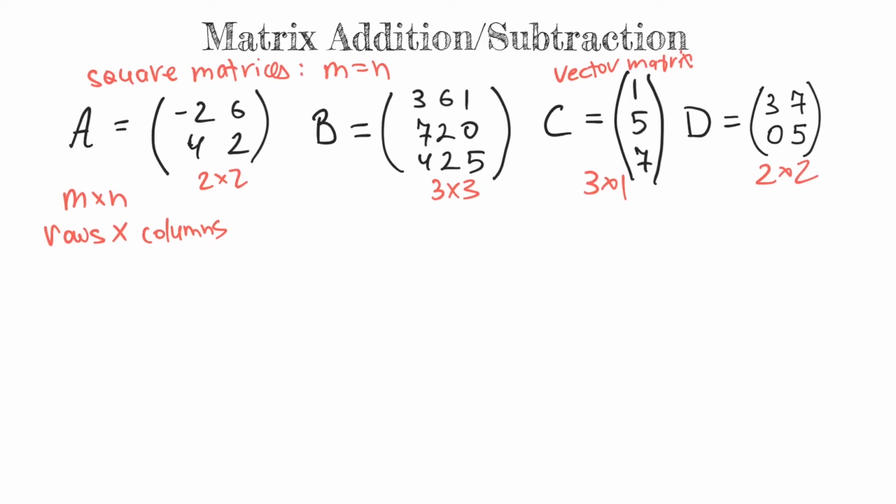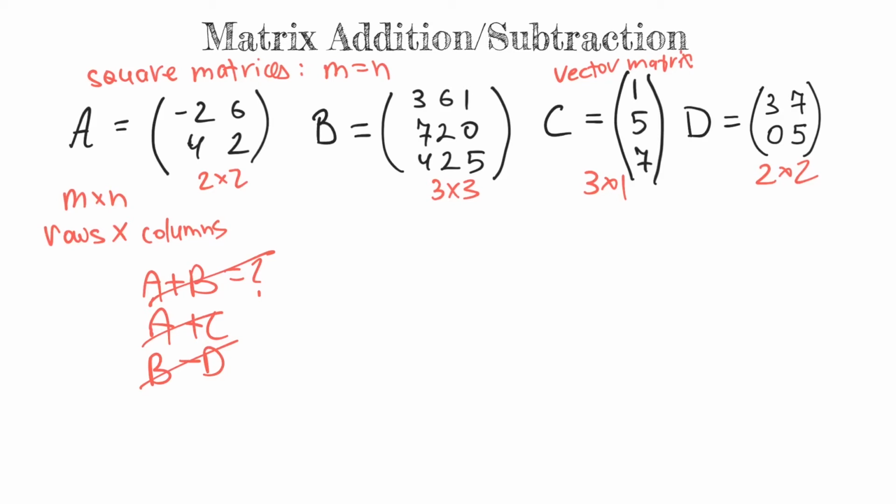So how do we add, let's say, matrix A and matrix B? And the thing is, we cannot do that. The reason why is because they have different sizes. We cannot add or subtract a 3 by 3 matrix from a 2 by 2 matrix, for example. So in the same fashion, we cannot do A plus C, or for example, B minus D. All of those are prohibited.